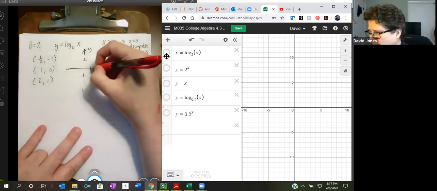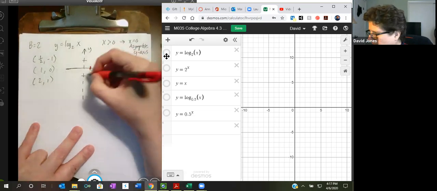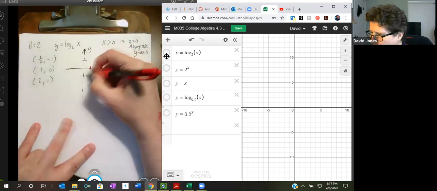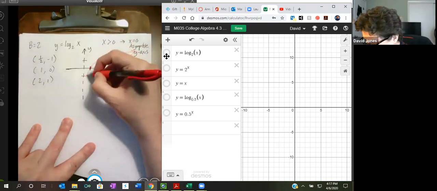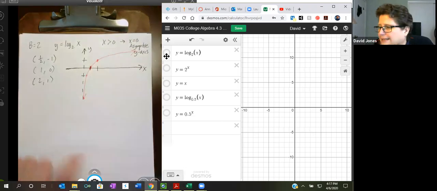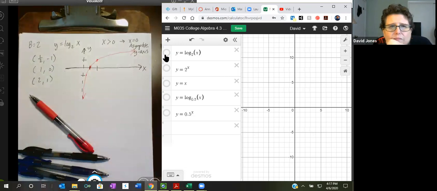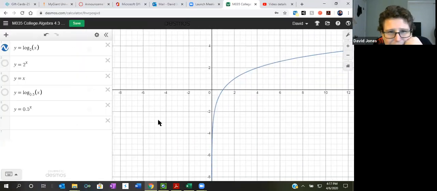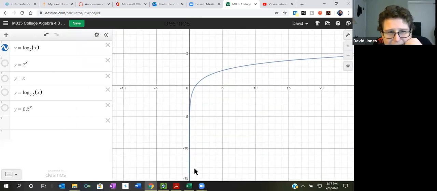I've got the point 1, 0. I've got the point 2, 1. And 1/2, negative 1. It goes like that, going to the right, and it hugs along the y-axis. And we can see that over here. That's our graph of y equals log base 2 of x. It never hits the y-axis.